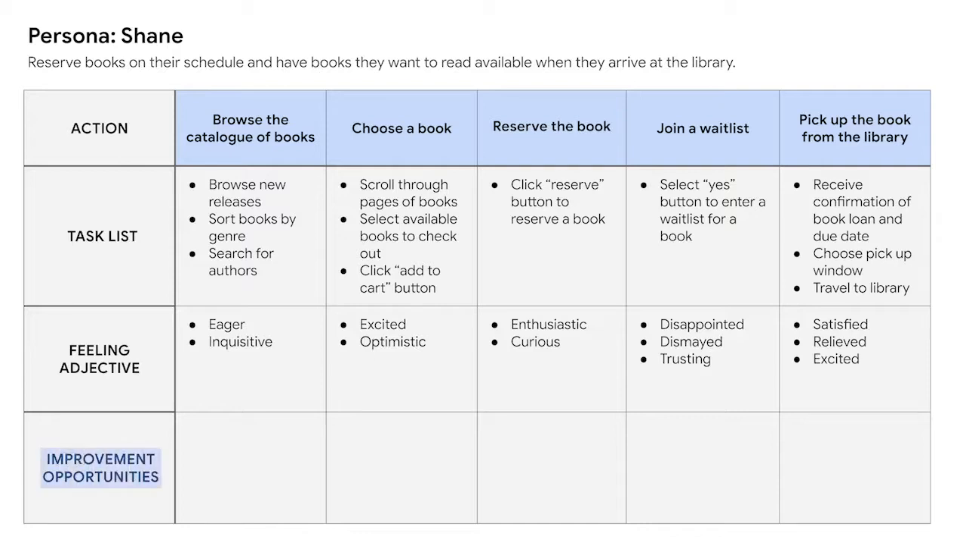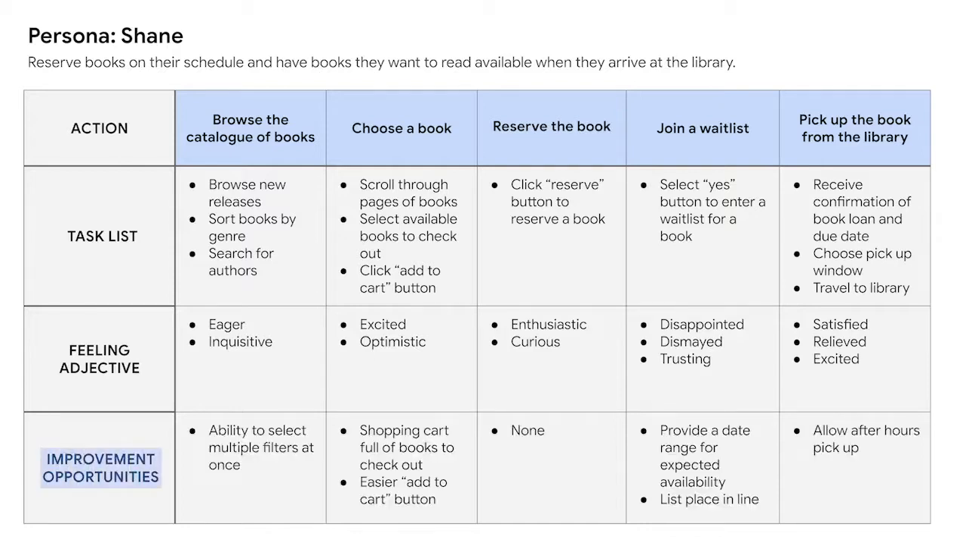And finally, step 4, add improvement opportunities. This is where we'd identify new ideas to improve each action in the user journey. For example, Shane's experience browsing the catalogue of books could be improved with the ability to select multiple filters at once. You can come up with lots of ideas for potential improvements to your design during this step, like I've done here. Awesome. Now we have a user journey map that we can use to design a practical and useful website that meets the needs of Shane and our other users.